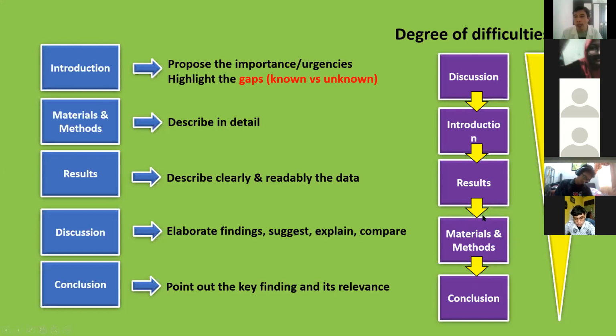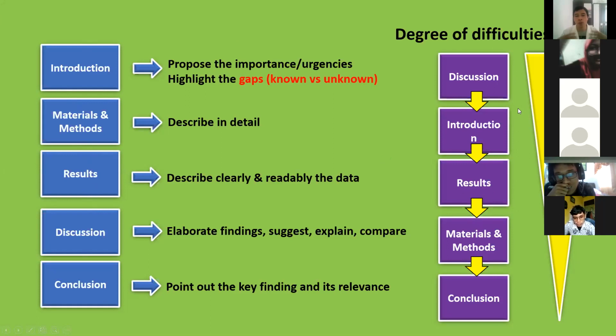Why are results much easier than introductions? Because for results you also just describe your data. So you don't have to think a lot about analyzing the gap. And then you can move to the introduction, and then you can eventually discuss your results. So in the sequence of structures, of course, the structure of the paper should be like this: introduction, materials and methods, results, discussions, and conclusions.